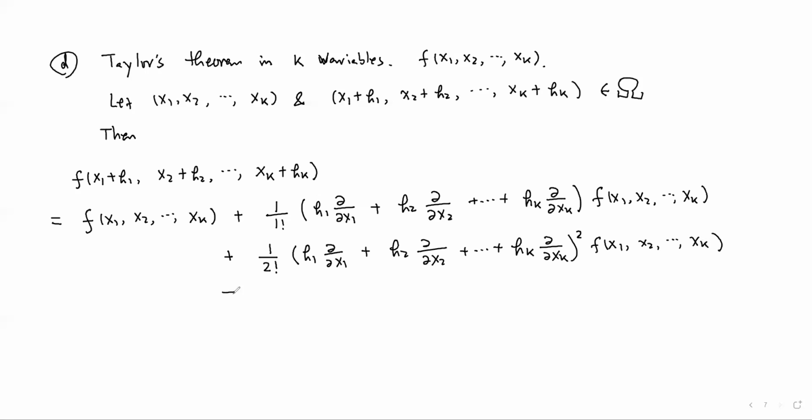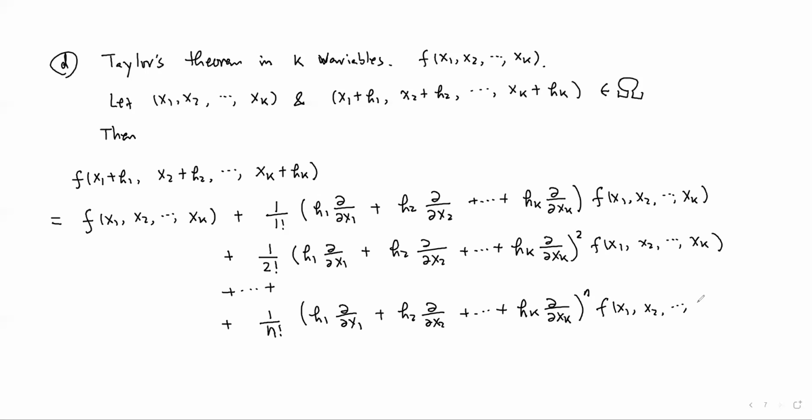Third term, and so on. N plus 1 term, very similar. H1 partial x1, H2 partial x2, K partial xk. Now the power is n. F of x1, x2, xk, very similar. And then add an error term. Now the error term depends on n, and on all the x and all the h.